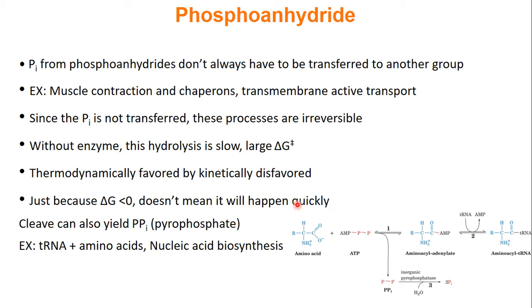And we've been talking about cleaving off one phosphate. You can also cleave off two phosphates at once, PPi. We call this pyrophosphate. So if you're cleaving two phosphates off at once and they're still connected, that's a pyrophosphate. And we see this for tRNAs and amino acids, or when you're making nucleic acids, you will use pyrophosphate.